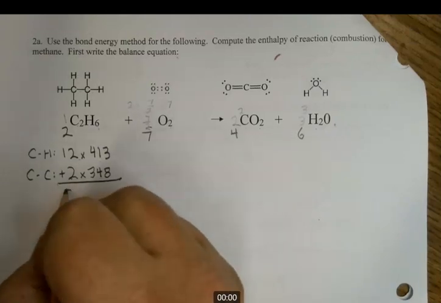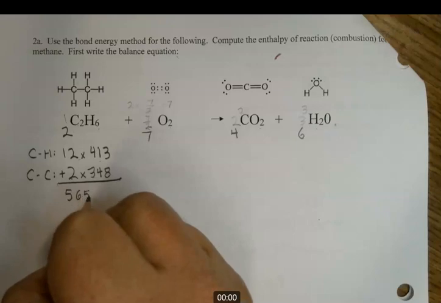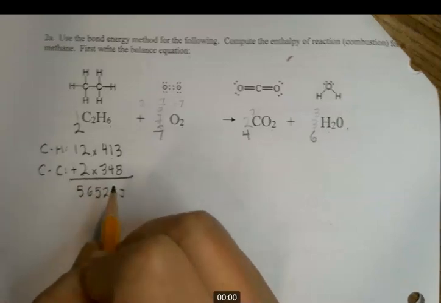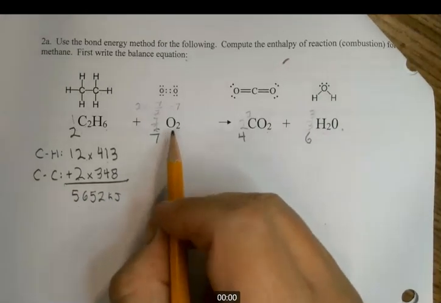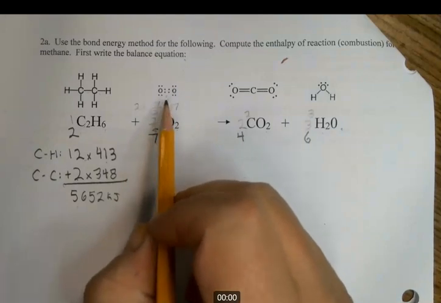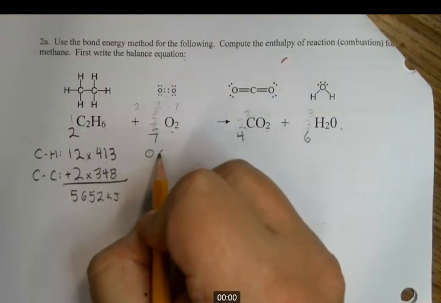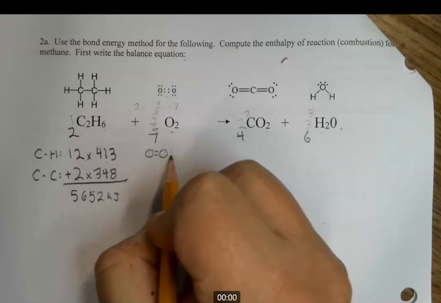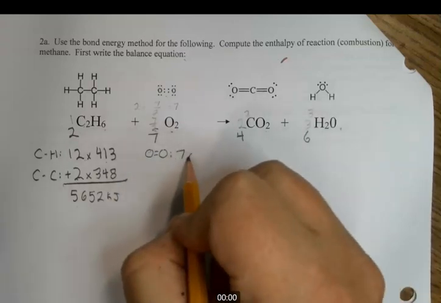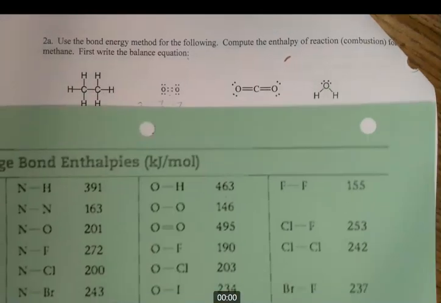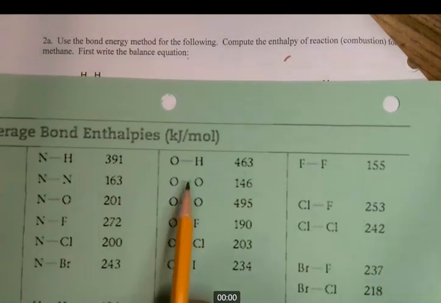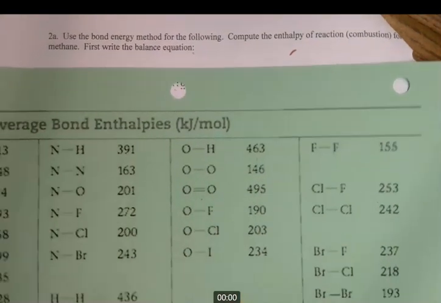And that gives us 5,652 kilojoules. Okay, now for oxygen, we have a double bond of oxygen, and we have 7 of those. So we have O double bonds. There's 7, and you multiply that by this number right here. There's oxygen double bond. Don't use the single bond. It's 495.